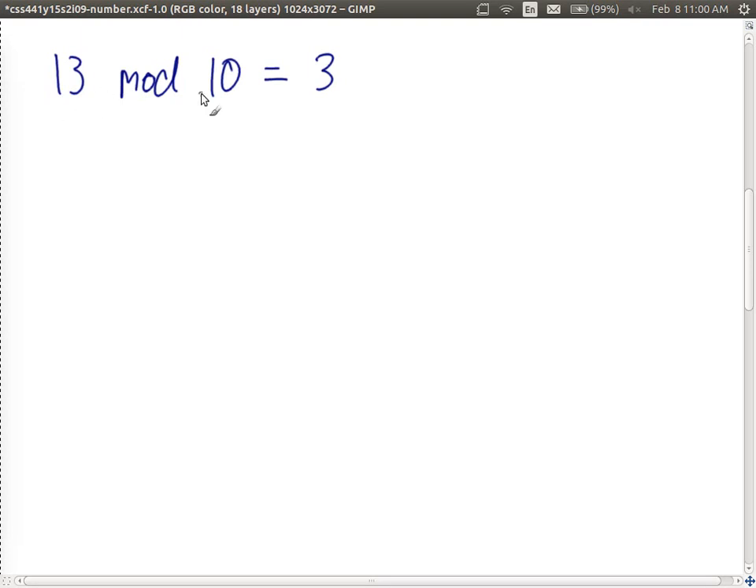We know 13 mod 10, the remainder is 3 when we divide by 10. 13 divided by 10, the remainder is 3. We can say 13 is congruent to 3 modulo 10, they are equivalent. In mod 10, 13 is the same as 3.